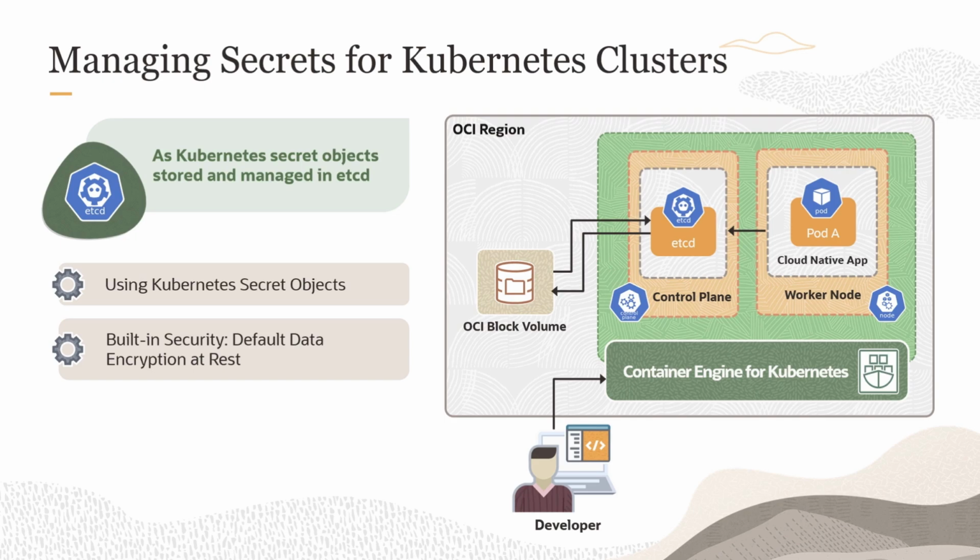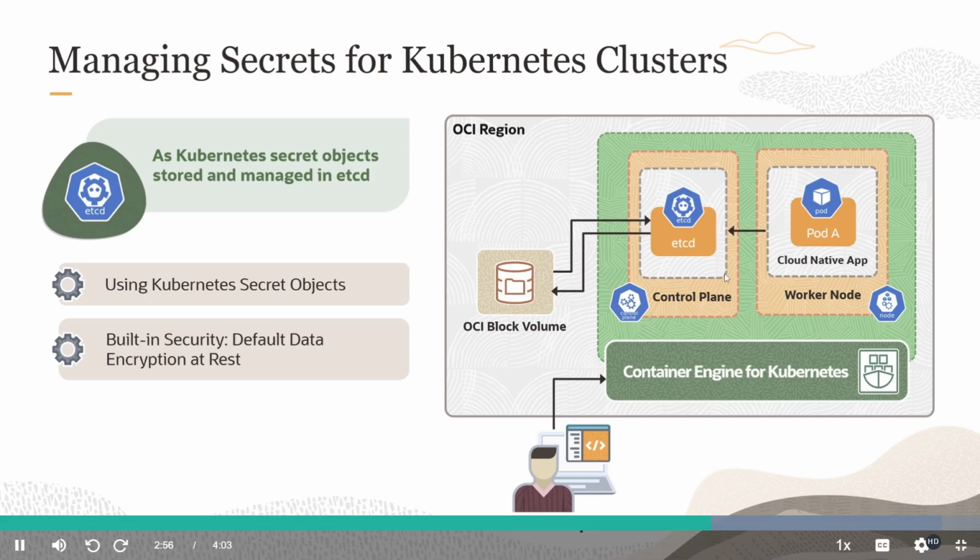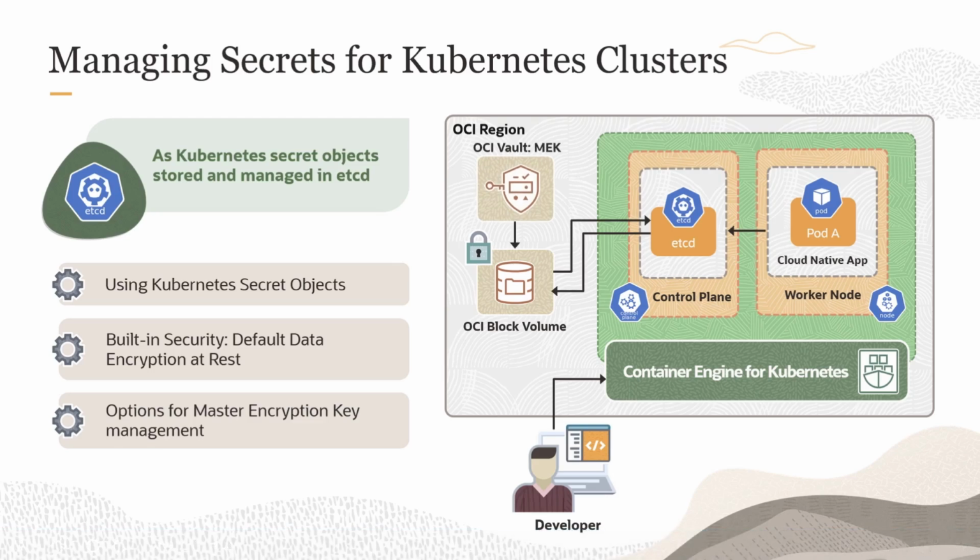By default, OCI ensures security of our secrets and etcd data by encrypting it at rest. Oracle handles this encryption automatically, providing a secure environment for our secrets. Oracle takes responsibility for managing the master encryption key for data at rest, including etcd and Kubernetes secrets. This ensures the integrity and security of our stored secrets. If needed, there are options for users to manage the master encryption key themselves.